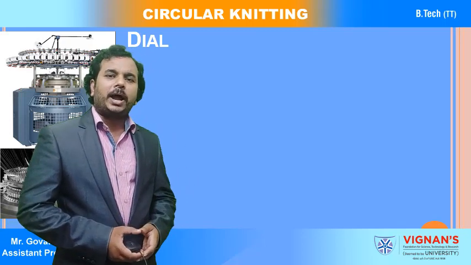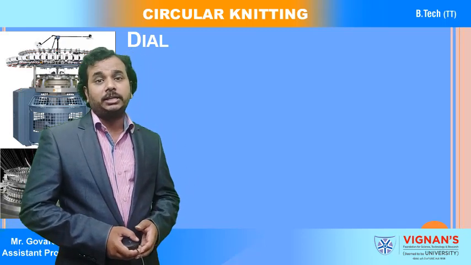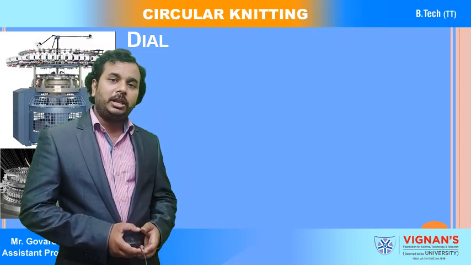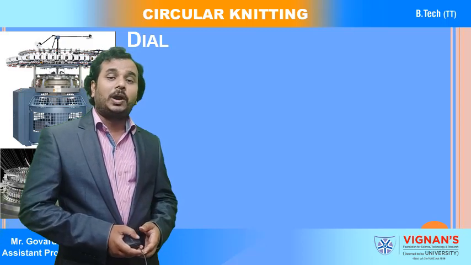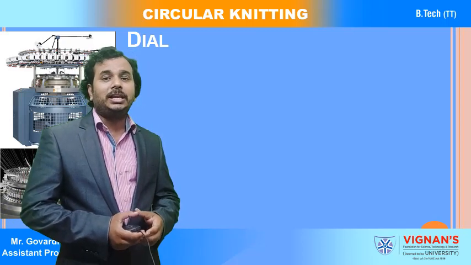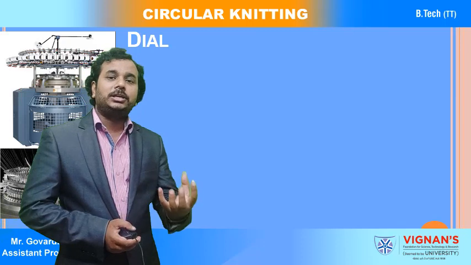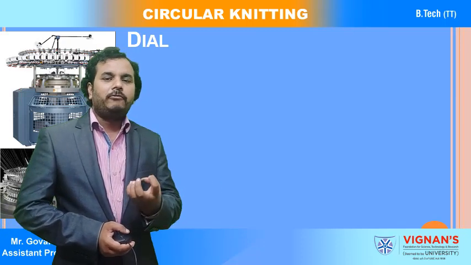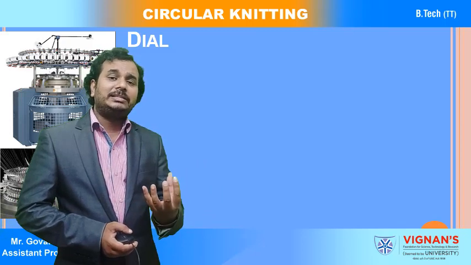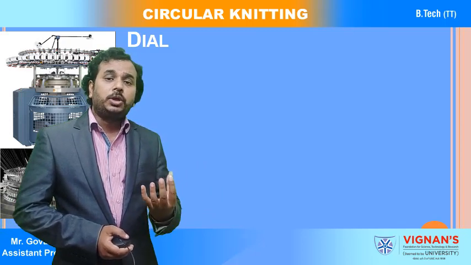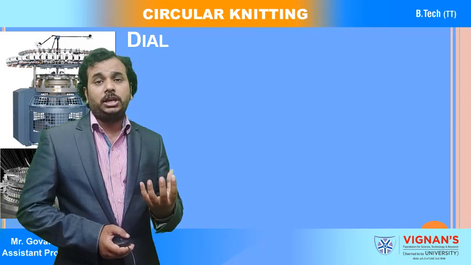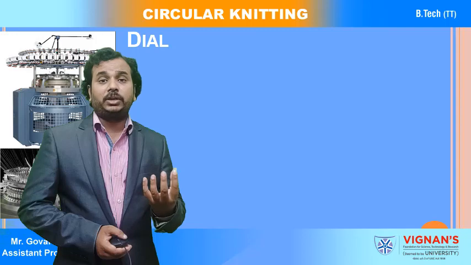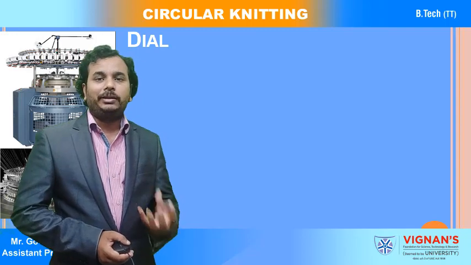So the second part, in the cylinder and dial case, that is the dial. So cylinder and dial. The cylinder is one needle bed, and the second needle bed is called the dial. The cylinder is like a circular cylinder, a circular metallic steel body, where the cylinder has the tricks on the outer periphery of the steel cylinder. And in that outer periphery of the tricks we are going to accommodate the needles.